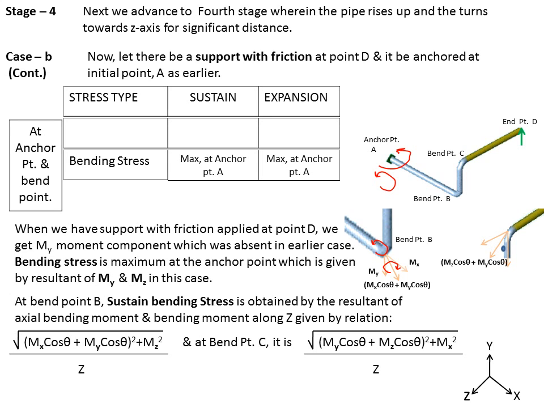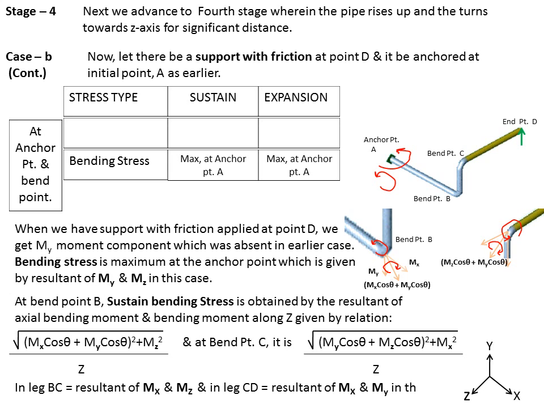So here we see the axial direction of the bend, Mz cos theta plus My cos theta, and this is coupled with the Mx moment. This resultant is divided by the section modulus multiplied by the stress intensification factor at bend point C. We will be having the sustain and the expansion bending stresses. Both are given by the same formulation. However, as told earlier, they are because of different factors. Sustain is only because of the weight, while expansion is totally because of the thermal expansion.